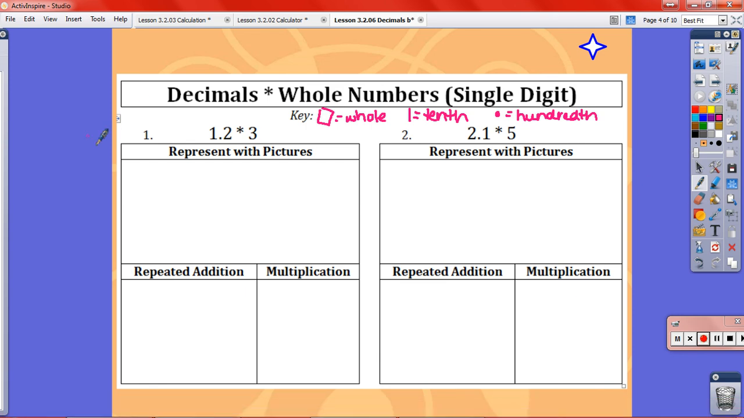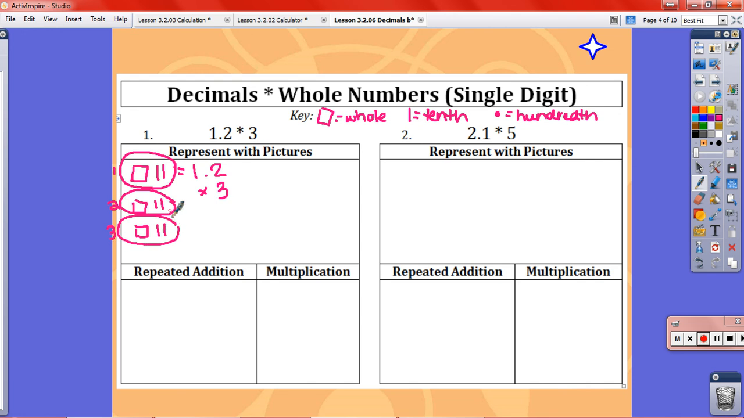So when I draw this picture, it's going to look like this. 1 2/10 is 1 square and 2 lines. 1 2/10. Now I'm multiplying that by 3. So if this is one group of 1 2/10, this is 2 groups of 1 2/10, and this is 3 groups of 1 2/10. 1, 2, 3.